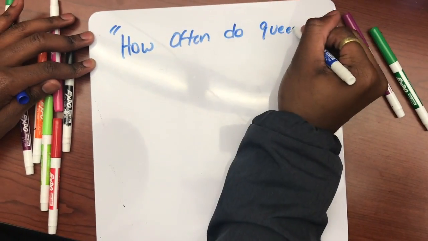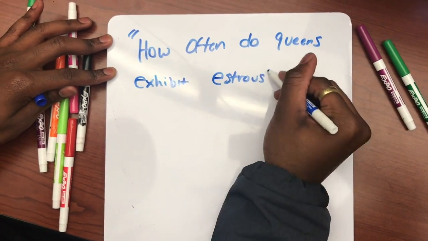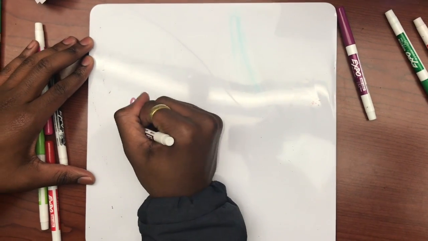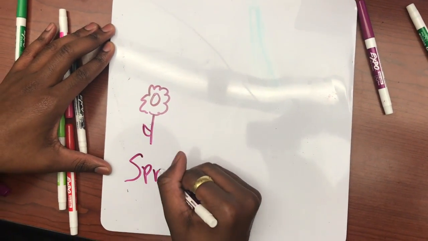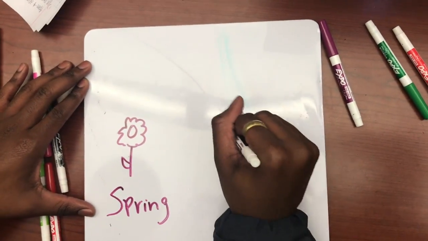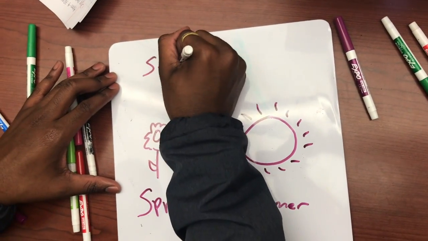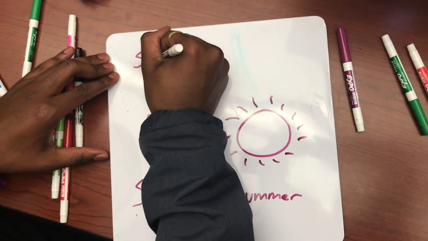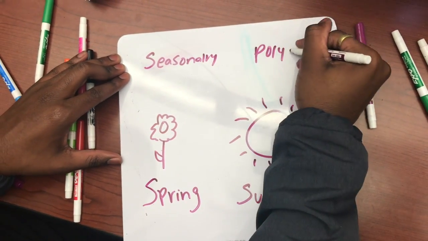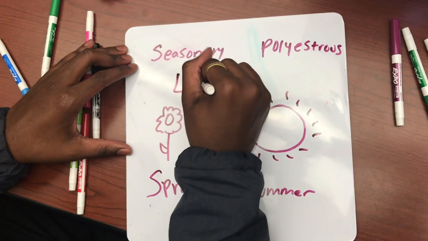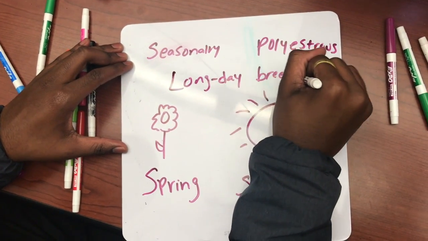The next question we will discuss is how often do queens exhibit estrus? Felines are seasonally polyestrous species and long-day breeders. Queens can also have multiple estrus cycles within their breeding season, making them one of the most prolific domestic species. Queens can easily bear 50 to 100 kittens in their breeding life when allowed to mate naturally.